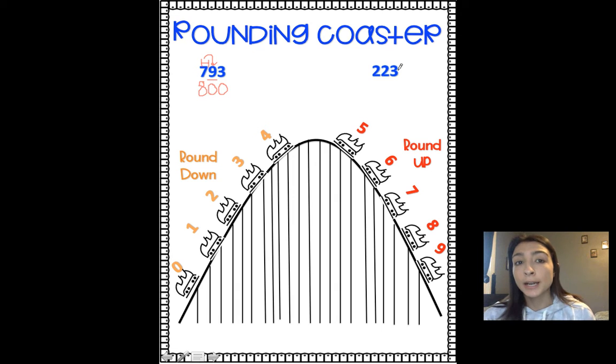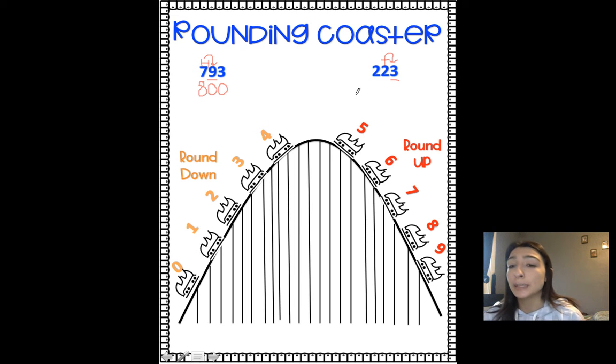223. Now I'm going to ask you to round to your tens place. So if I want to round to the nearest tens place, I have to find what's in my tens place, right? So my 2 is in my tens place. And remember, we look back and we want to decide, is the 3 going to take us up or is it going to keep us where we're at? Or you could say round down. So I see my 3 on the downside of my roller coaster.